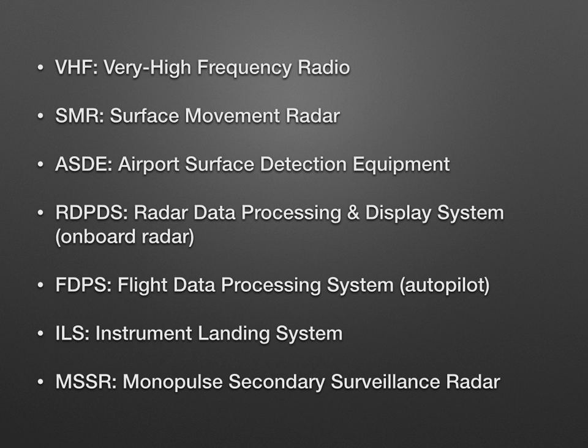Some of the systems currently in use for air traffic control include VHF, or Very High Frequency Radio, SMR and ASDE, which are Surface Movement Radar and Airport Surface Detection Equipment, and those work hand in hand with each other. RDPDS, or Radar Data Processing and Display System. This is the onboard radar in the aircraft and is also utilized in the control tower and control centers as well. We have FDPS, or Flight Data Processing System, better known to most of us as autopilot. And we have ILS, the Instrument Landing System. Finally, there's Monopulse Secondary Surveillance Radar, or MSSR.